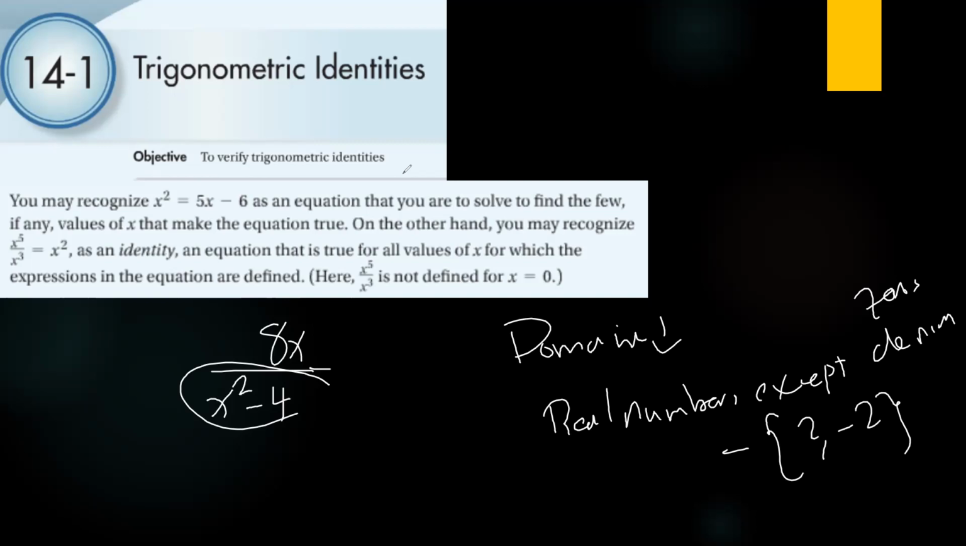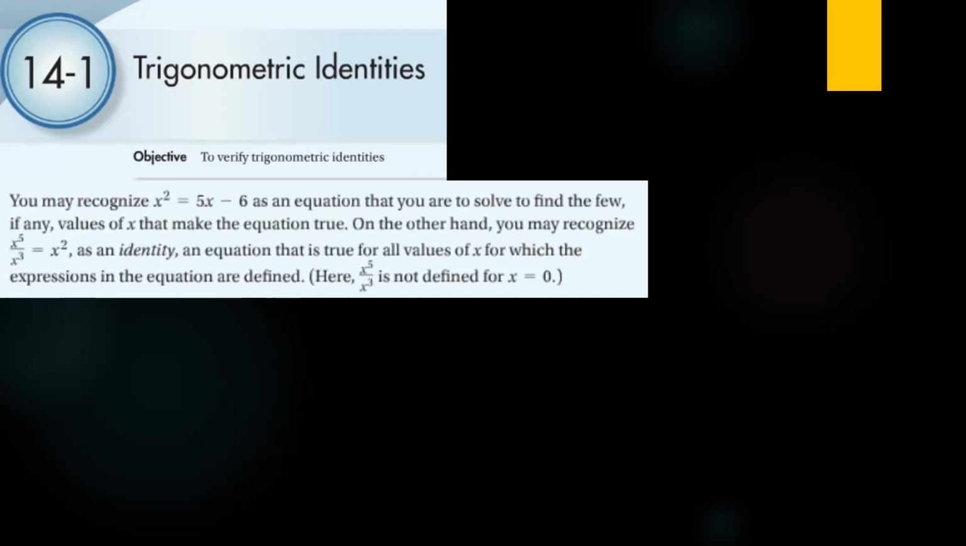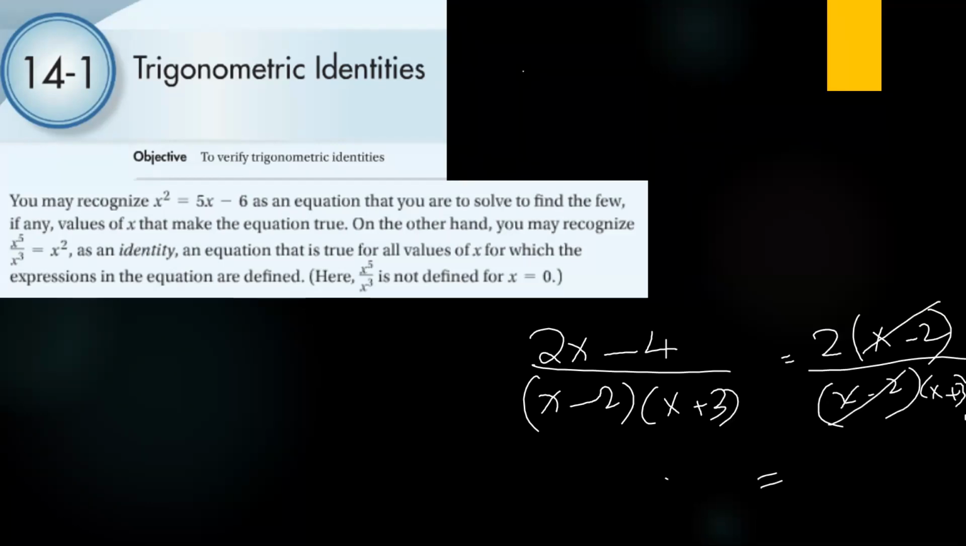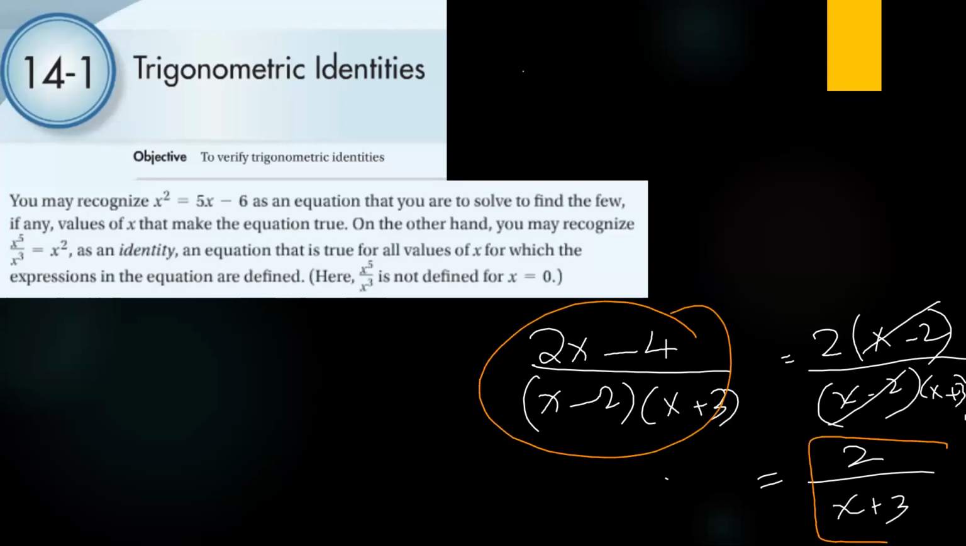And if you have 2x minus 4 over x minus 2 times x plus 3, when you simplify it, you get 2 times x minus 2 over x minus 2 times x plus 3. And then after simplification, it will come like 2 over x plus 3. So if I give you this expression and ask you to simplify it, you tell me this is the simplified one. But what is the domain here?